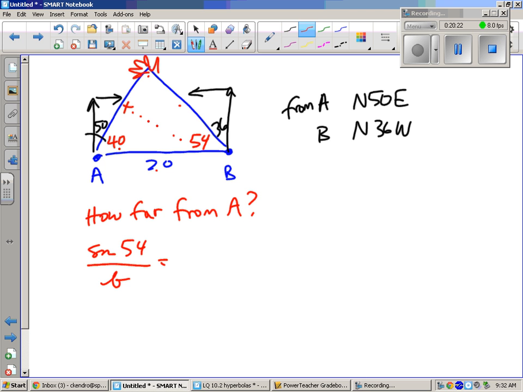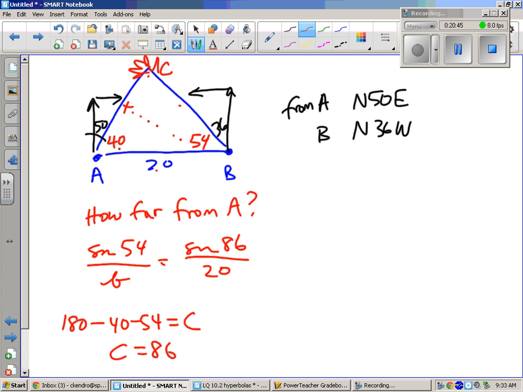But we can figure out this angle up here, we'll call it angle C, by subtracting 180 minus 40 and minus 54. So angle C, I got to be 86. So C is 86. So now I can say sine of 86 over 20. Okay, cross multiply, divide by sine of 86, and I get x to be about 16.2 miles.